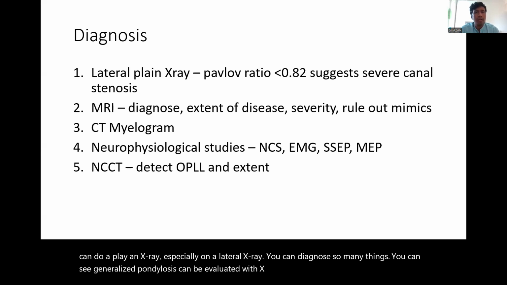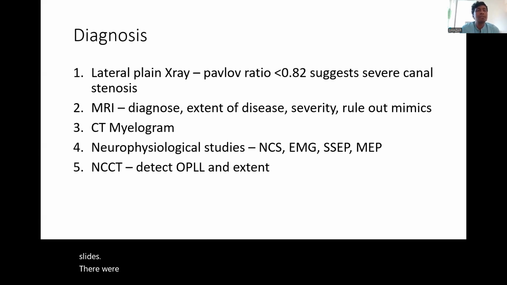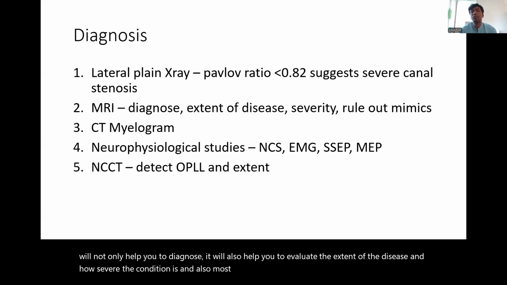So you can evaluate how the canal is narrowed. There's something called the Pavlov's ratio. We'll speak about it in the subsequent slide. The most efficient or the most established way of diagnosing myelopathy is an MRI scan. It will not only help you to diagnose, it will also help you to evaluate the extent of the disease and how severe the condition is, and also, most importantly, to rule out mimics.